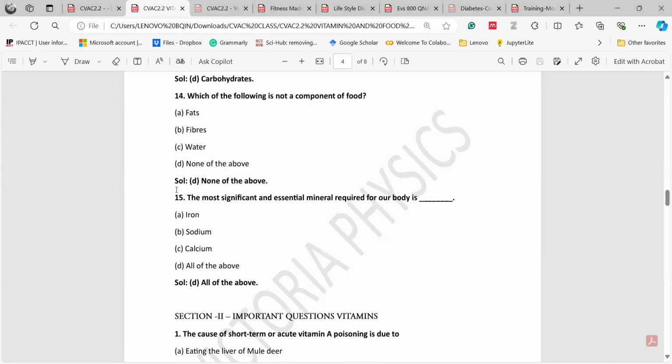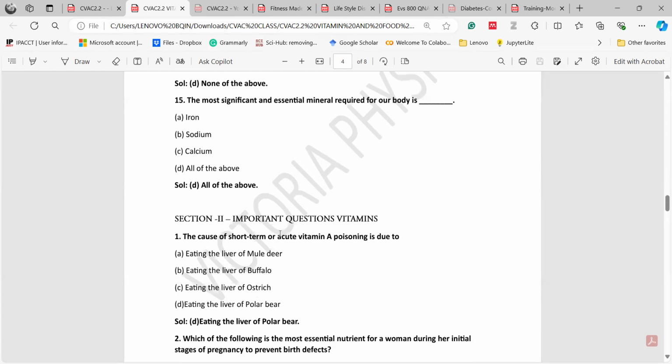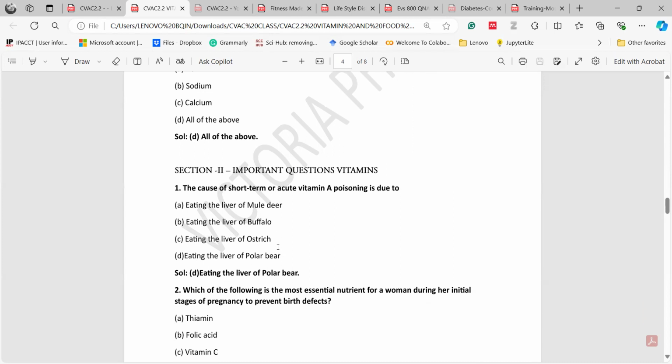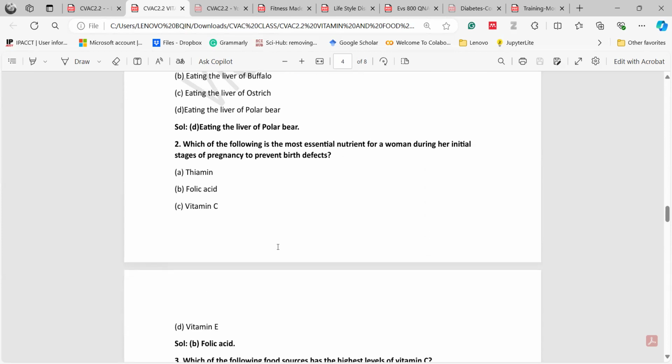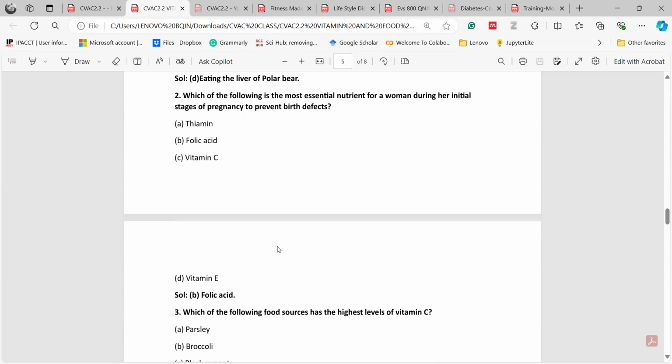Okay, you have 15 questions over here in section 1. In section 2, I have actually categorized this part as questions on vitamins because these are mainly questions related to vitamins. So if anybody wants to practice more questions on the vitamin section only, they can go for this part. Okay. So I'm moving the page slowly so that you can follow.